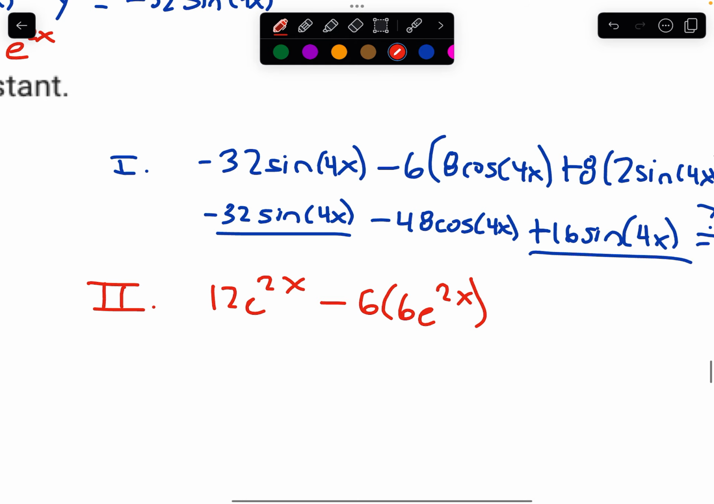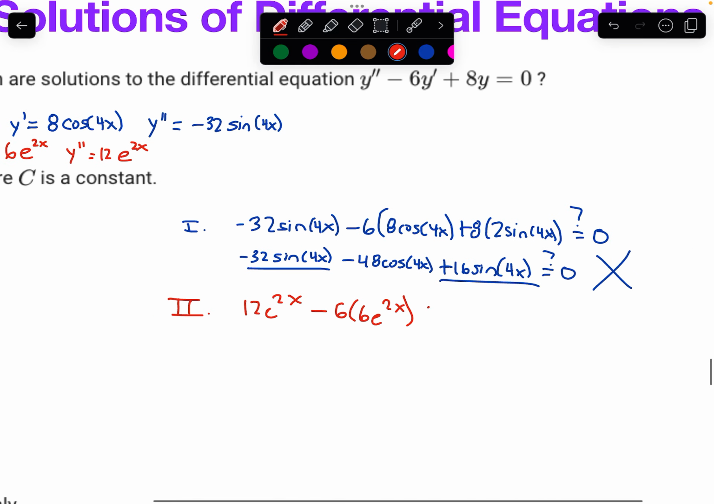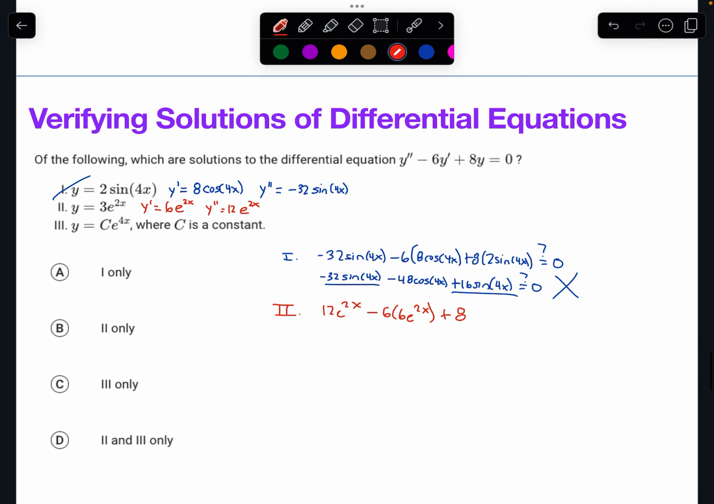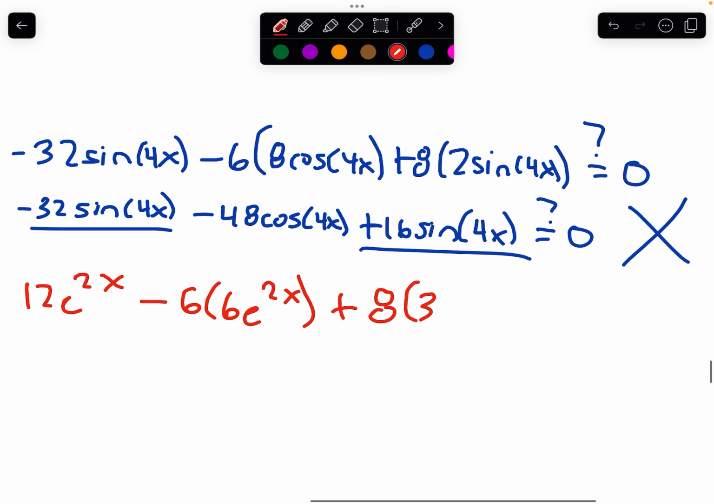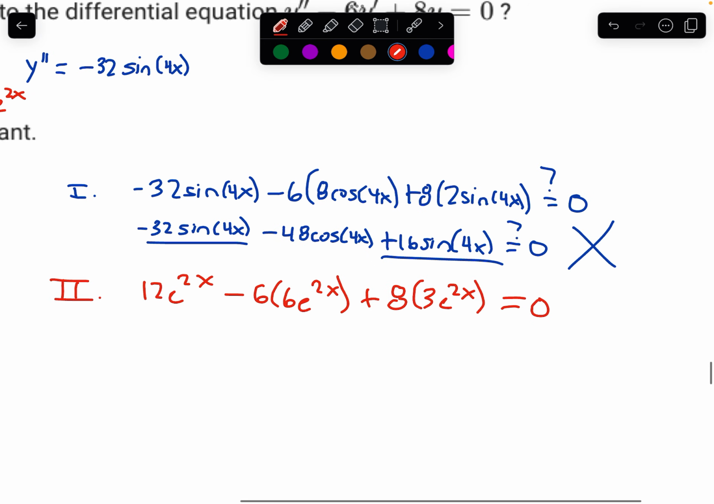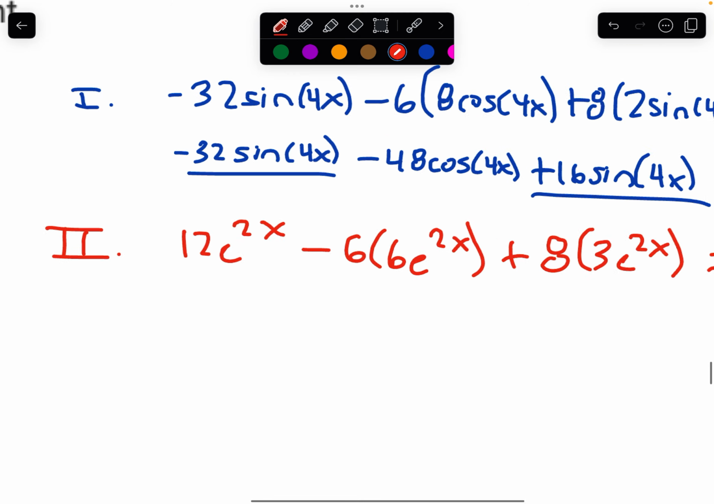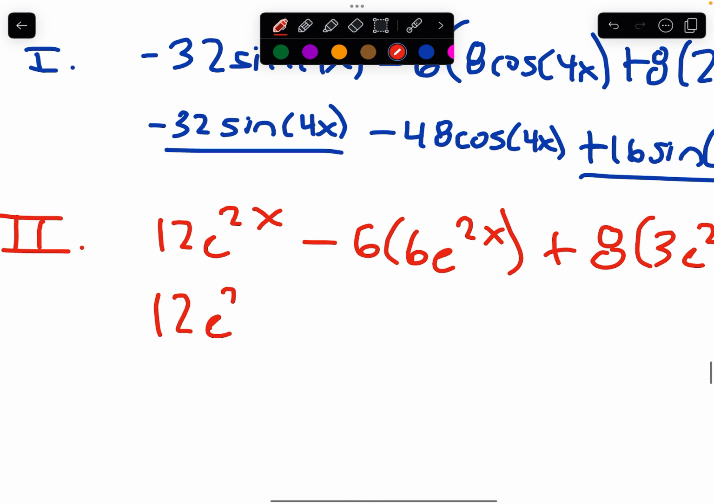You'll have to excuse me zooming in and out here. Plus 8y, where y was 3e to the power of 2x. And then again, does that equal 0? Well, let's see what we have here. 12e to the power of 2x.